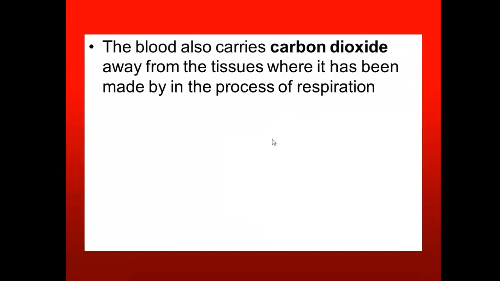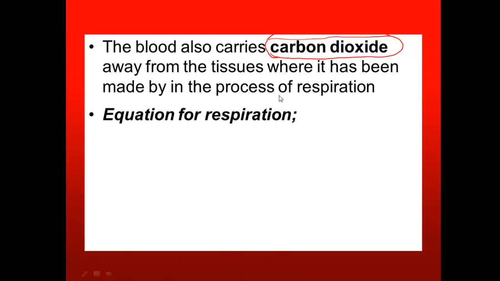The blood also carries carbon dioxide. Now, carbon dioxide is the product, or one of the two products, of aerobic respiration. And it's got to get out of the tissues. It's acidic, and if you leave it in the tissues, it will really damage those cells. And so we've got to carry that carbon dioxide, that CO2, away from your tissues and take it off to the lungs. And it's the lungs which are going to get rid of that CO2.